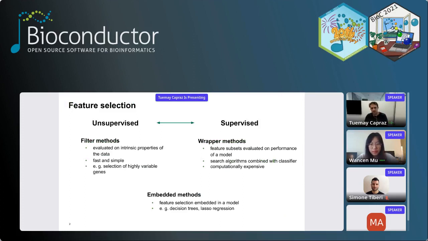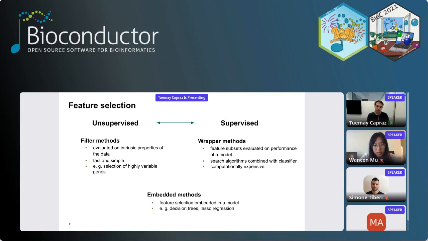First of all, feature selection is a method to reduce the dimension of a data set. It's usually just the process of selecting the most relevant features of a data set to reduce the dimensionality. And this can be performed both unsupervised and supervised. There are three main approaches to do so. There are wrapper methods, where we first search for feature subsets and then evaluate them on the performance of a model, for example, a classifier or clustering algorithm. But these methods are usually quite computationally expensive.